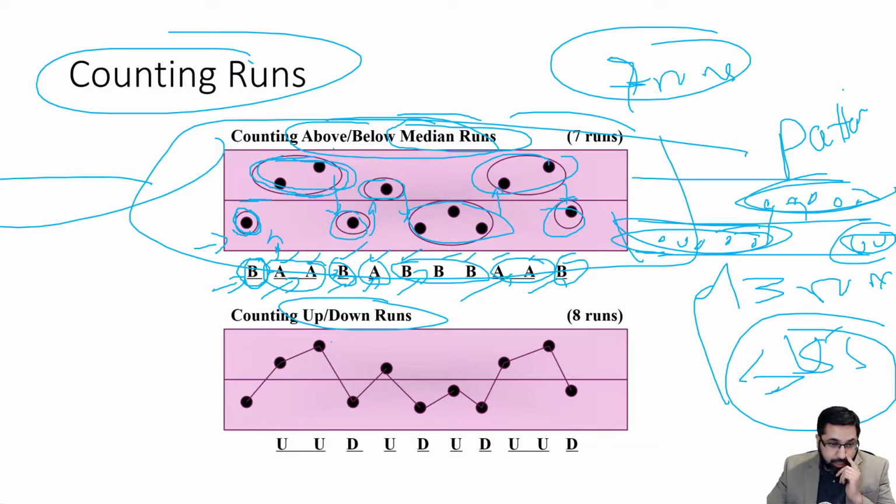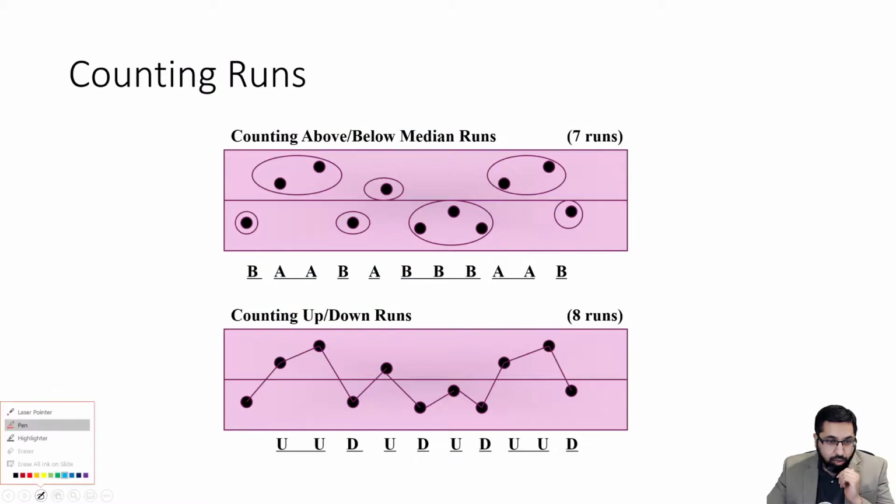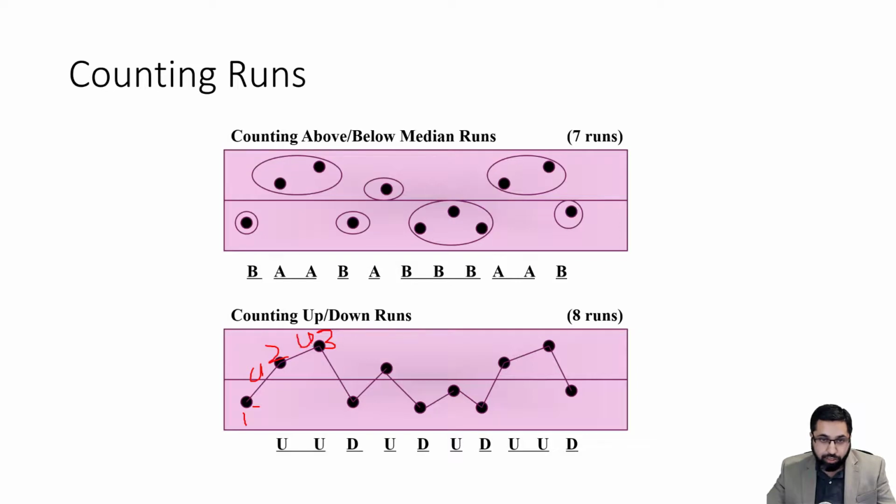Another way to detect these runs and see if there's a pattern is to go with up-down runs. As long as the direction of change is the same, you keep it as 1 run. So you look at change. Between observation 1 and observation 2, did you go up or down? We went up, so you write U. Between observation 2 and observation 3, 3 is higher, you went up, again U. Between observations 3 and 4, we went down because 4 is below 3.